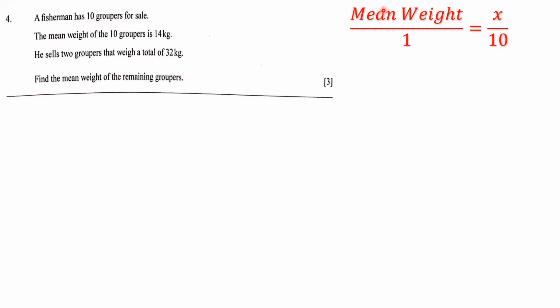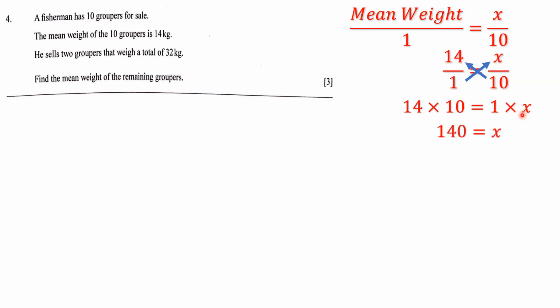And so what is the mean weight? Well, they told us that the mean weight is 14. So we have 14 over 1 equals the sum of all of the weights, which is x divided by 10. Now, in order for us to find the sum of all the weights, we have to cross multiply. So we have 1 times x, which is x, and 10 times 14, which is 140. So that means that x is equal to 140.